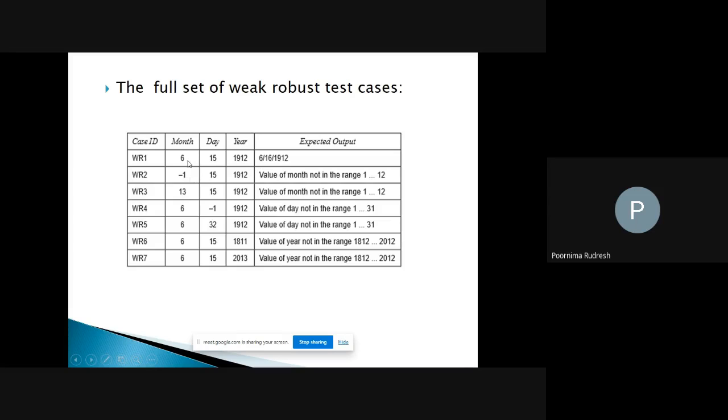And the second test case for the month, if we give it as -1, then what will it give? Because month should be between 1 and 12, it leads to the erroneous output. It will display the error message that the value of the month is not in the range. Why? Because the range is from 1 to 12, and if it is -1, then it is not in the range. That error message will be displayed. Or if we choose the month value as 13, then also it will display the error message. Why? Because the range given is 1 to 12. More than 12, it displays the error, or less than 1 also it will display the error.